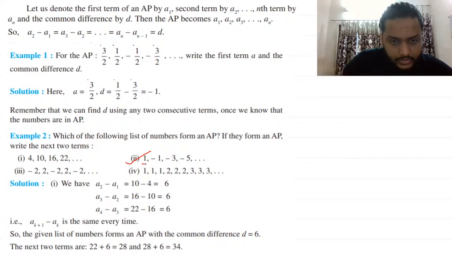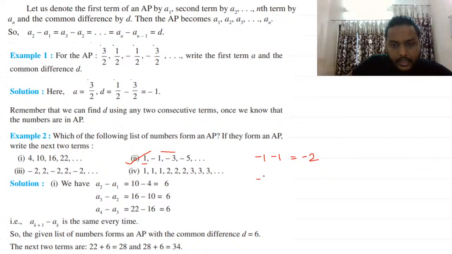So Avnish, if I talk about this, focus. My second term is -1 minus first term, -1 will be what? It will be -2. तो यहाँ पर आपको कॉमन डिफरेंस कितना मिला? यहाँ पर आपको डिफरेंस मिला -2. ठीक है. अब थर्ड टर्म माइनस सेकेंड टर्म करते हैं. तो थर्ड टर्म माइनस सेकेंड टर्म जब करेंगे तो it will be -3 minus of -1. And that will be what? That will be -3 + 1. -3 + 1 कितना होता है गाइस? -3 + 1 is equal to -2, right?